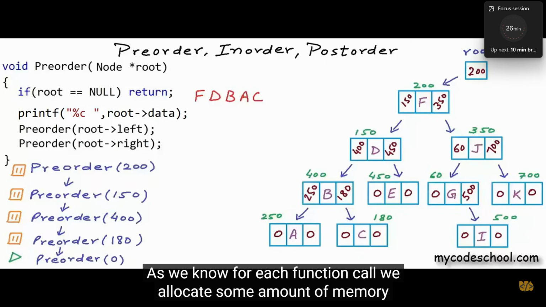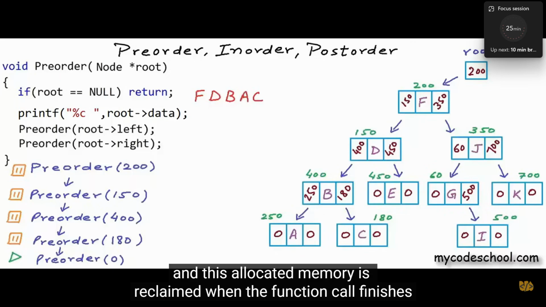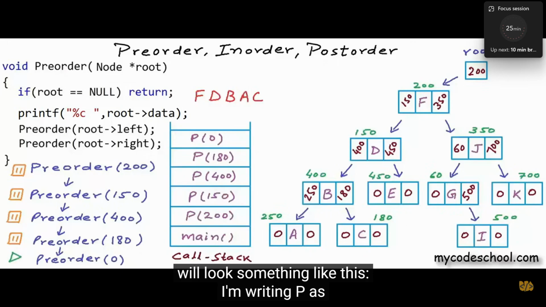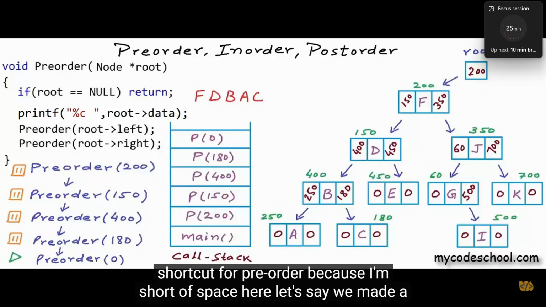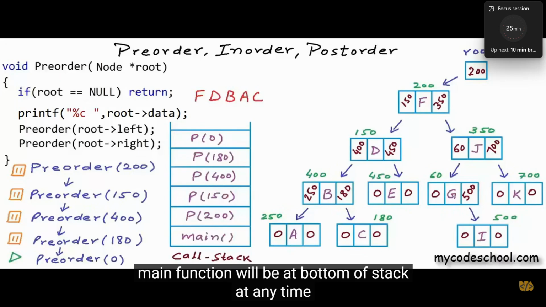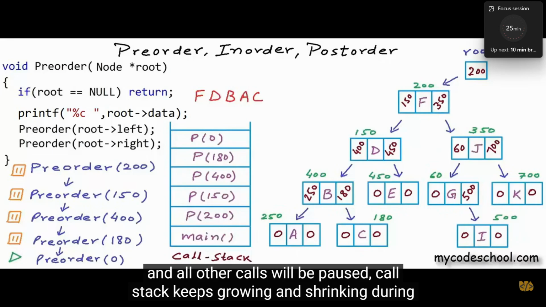As we know, for each function call, we allocate some amount of memory in what we call the stack section of the application's memory. And this allocated memory is reclaimed when the function call finishes. At this stage of execution of my recursion for this example, my call stack will look something like this. I'm writing P as a shortcut for pre-order because I'm short of space here. Let's say we made a call to pre-order passing it address 200 from the main function. Main function will be at the bottom of the stack. At any time, only the call at the top of the stack will be executing and all other calls will be paused.